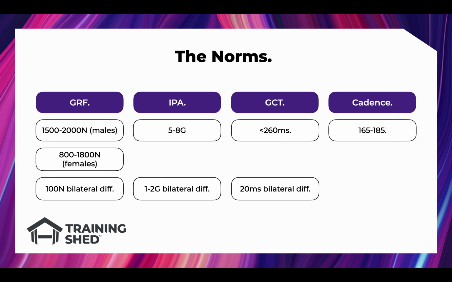naturally these are shorter than seconds. So the time frame for this is massively small. So just bear that in mind when we are talking about numbers. You know, there is not a massive difference between 255 and 260. Okay, we are dealing with milliseconds. And cadence, we've already talked about the normative range there being 165 to 185.